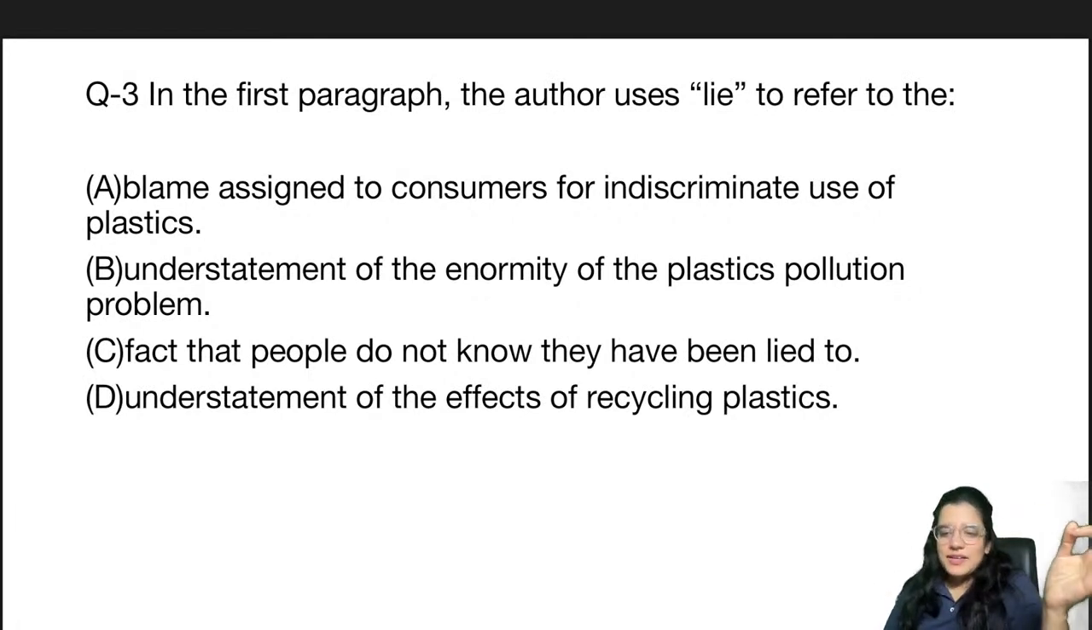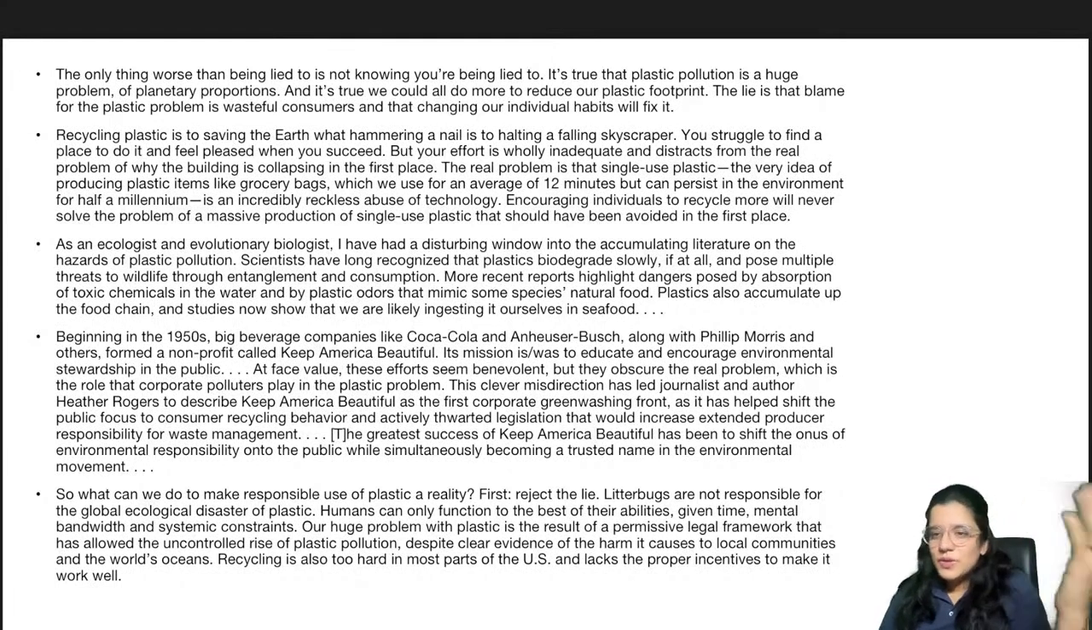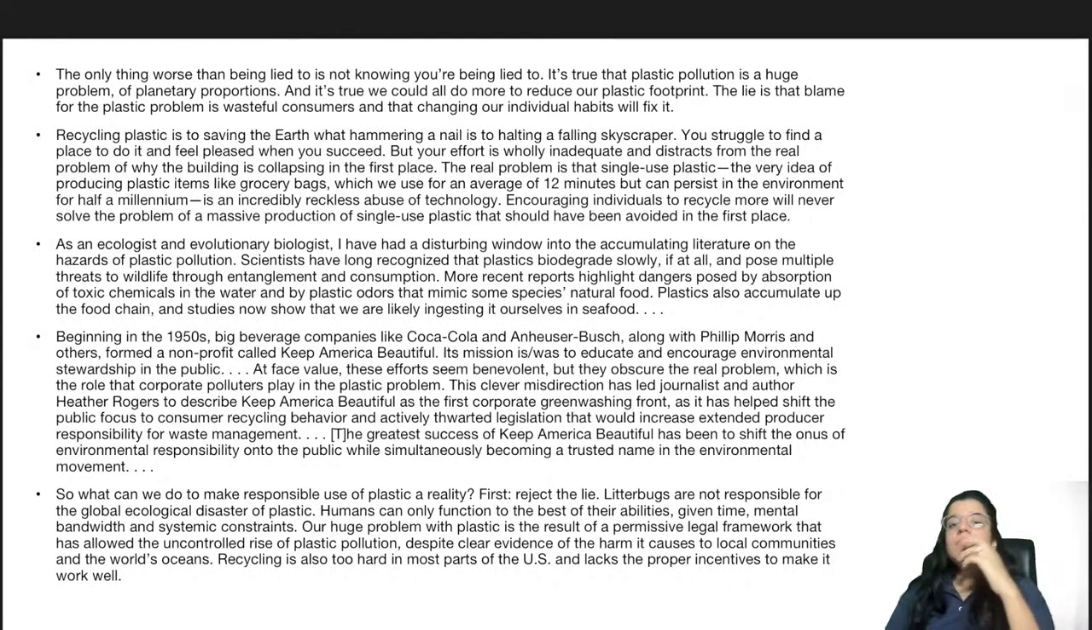In the first paragraph, okay, Rajbir, in the first paragraph, the author uses lie to refer to what? Right, so first paragraph में चले जाओ एक बार and try understanding the paragraph again. As I've told you कि जो first line है वो completely philosophical line है. It's actually not something that the author wants to talk about. This is just used to give a good start to the passage, right? Then what is the actual lie that the author talks about? वो झूठ क्या है?